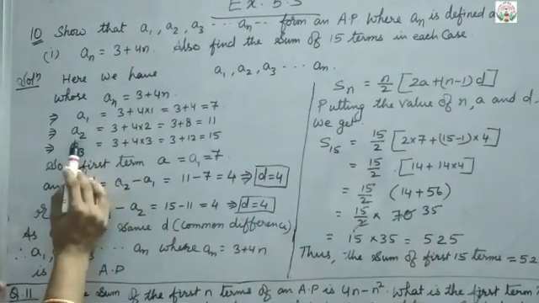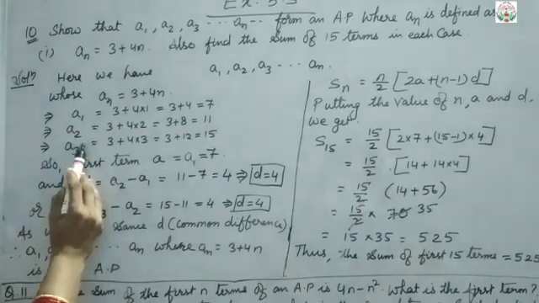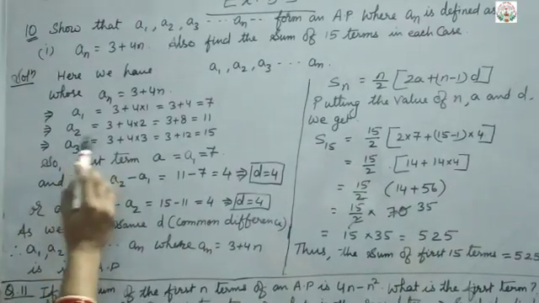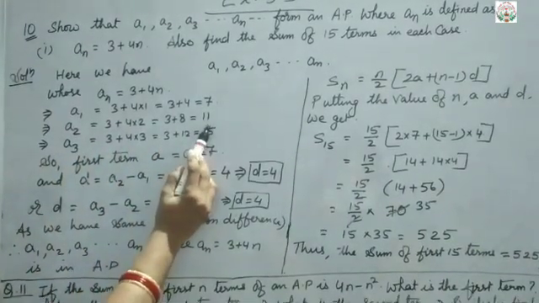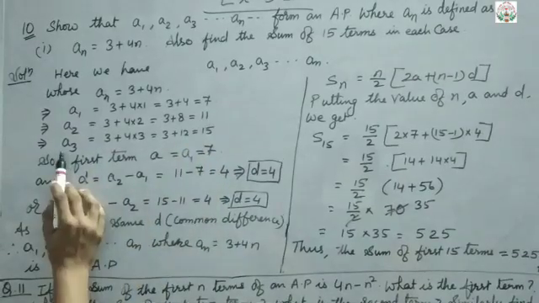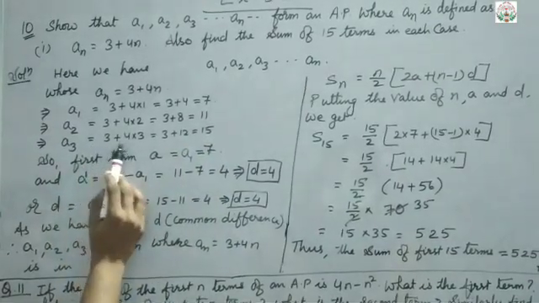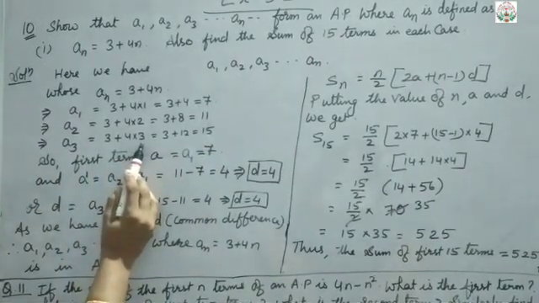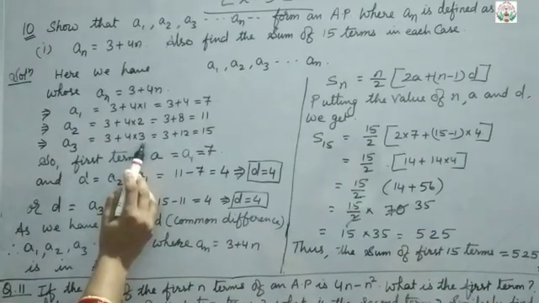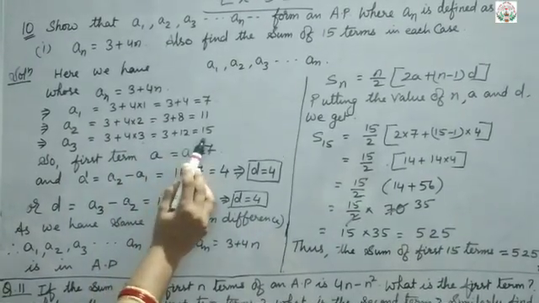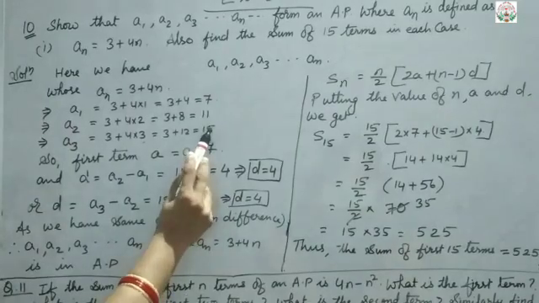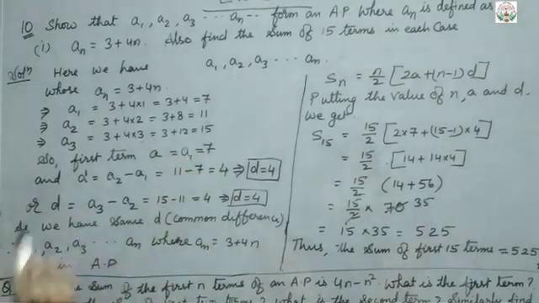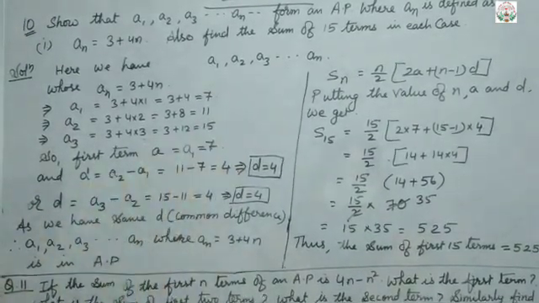Again, for A2 we put n as 2. Then A2 will be 11, on solving. Same way A3 equals 3 plus 4 into 3, because now I am substituting n as 3. So you will get the value as 15. So A1, A2, A3 we got as 7, 11 and 15.